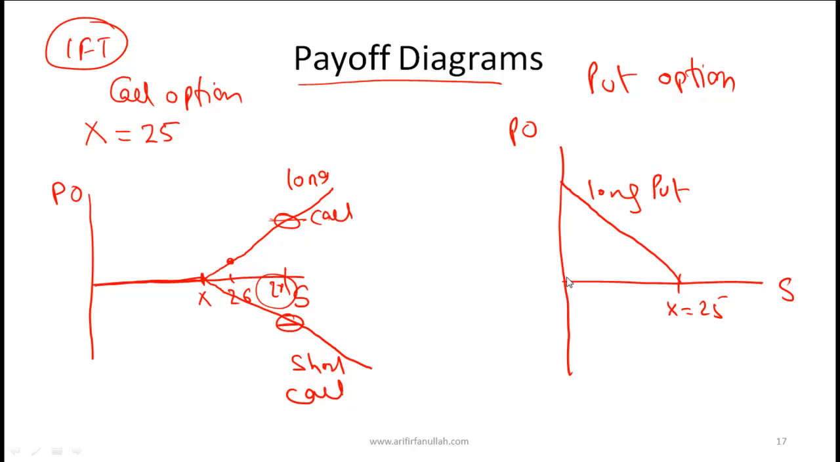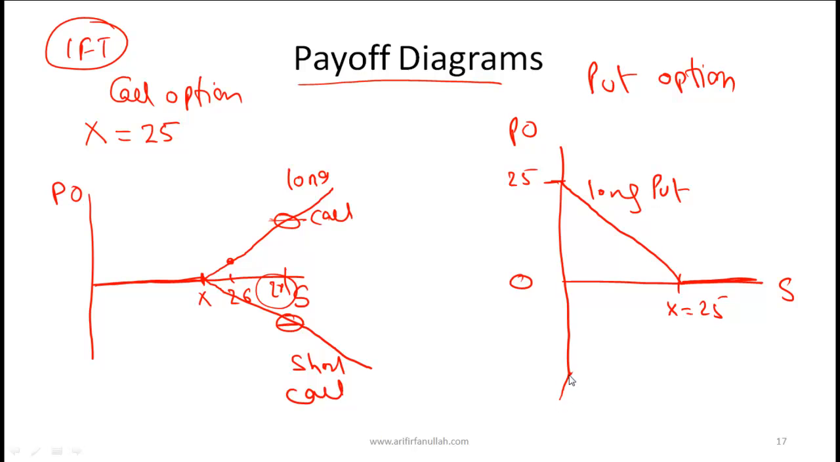If the stock price goes down to 0, then the right to sell at 25 is extremely valuable, and the payoff will be 25. And obviously if the stock price at expiry is more than 25, let's say 26, then the right to sell for 25 is worthless. So if we are to the right of the strike price, then the payoff is 0. So this then is the payoff for the long put.